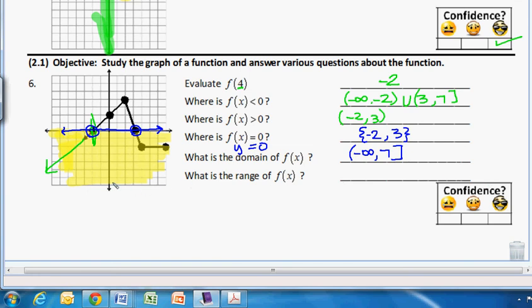And then the range. We're starting from the bottom, going on up. So this is going to go on forever and ever. So we're starting from negative infinity, and I'm looking at my y values. We're going all the way up until 4, and then my function stops. So it's going to be a parenthesis, closed bracket. And so that's all for the first page. I'll make another video for the next one.